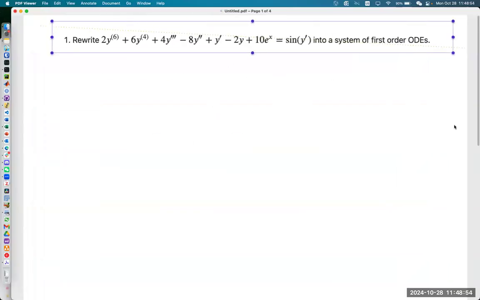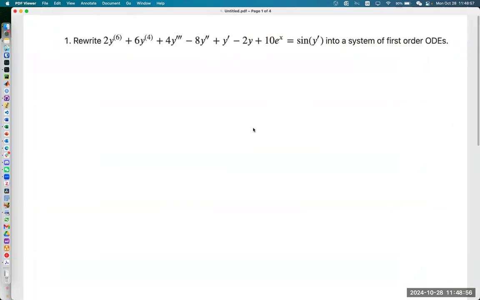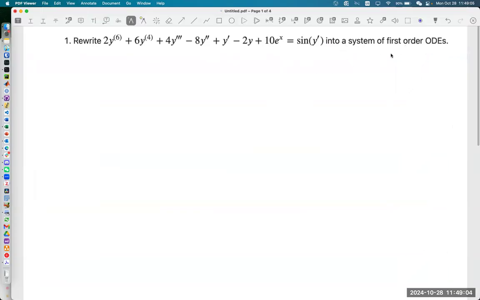So this problem, we have a higher order ODE, and this is non-homogeneous. We want to write it into a system of first order ODEs. And the way we do that is to first define auxiliary variables. The number of auxiliary variables should equal the order of the ODE. So identify the order: first, second, third, fourth, sixth. So this is a 6th order ODE, so we should have 6 auxiliary variables.